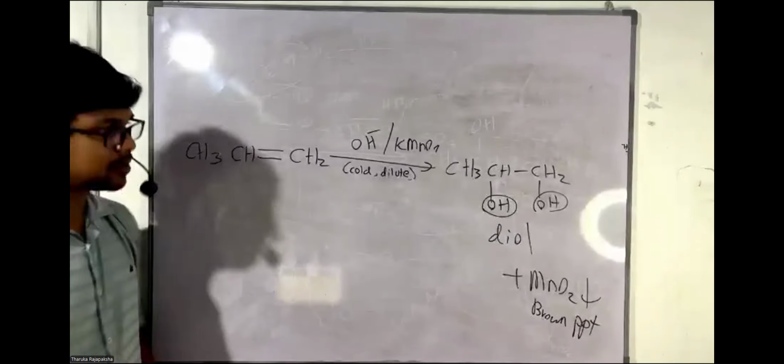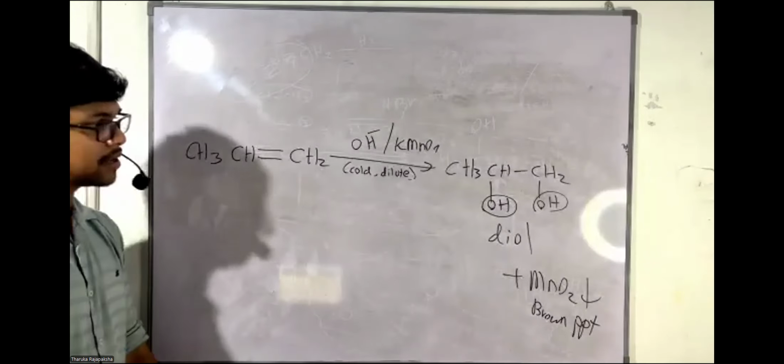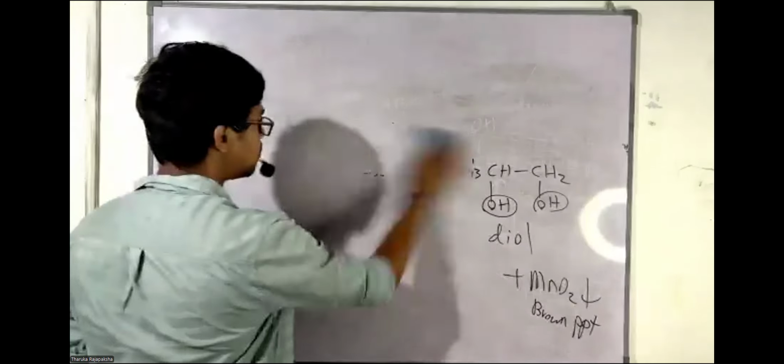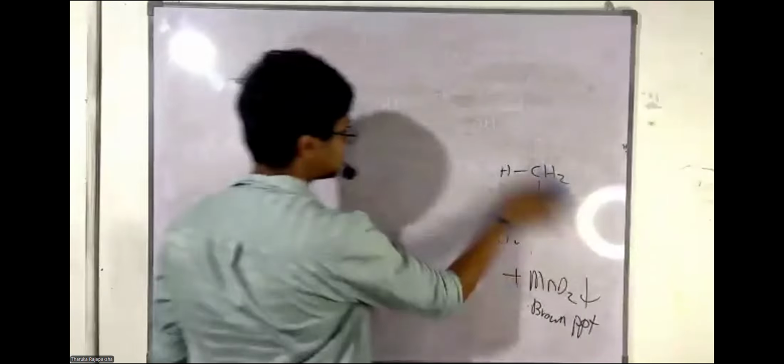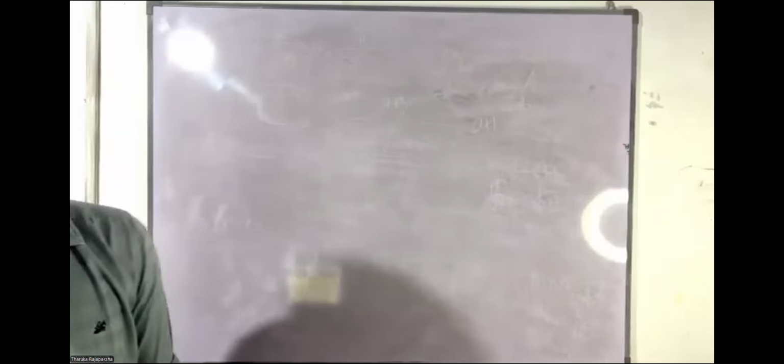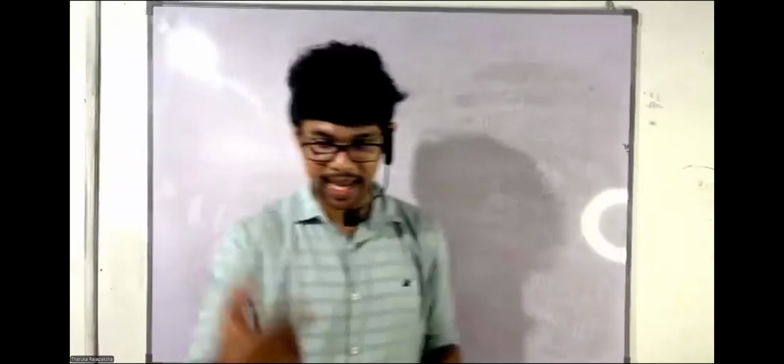Next one. Next one we have alkynes. Alkynes are compounds containing a triple bond between the carbon atoms. So first you have the reactions of alkynes. The first one is hydrogenation. Reacting alkynes with hydrogen in the presence of a catalyst gives an alkane.